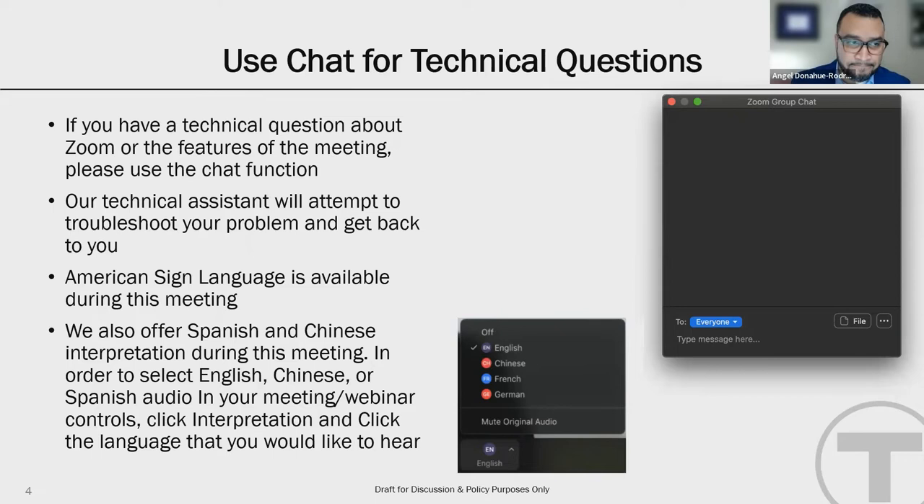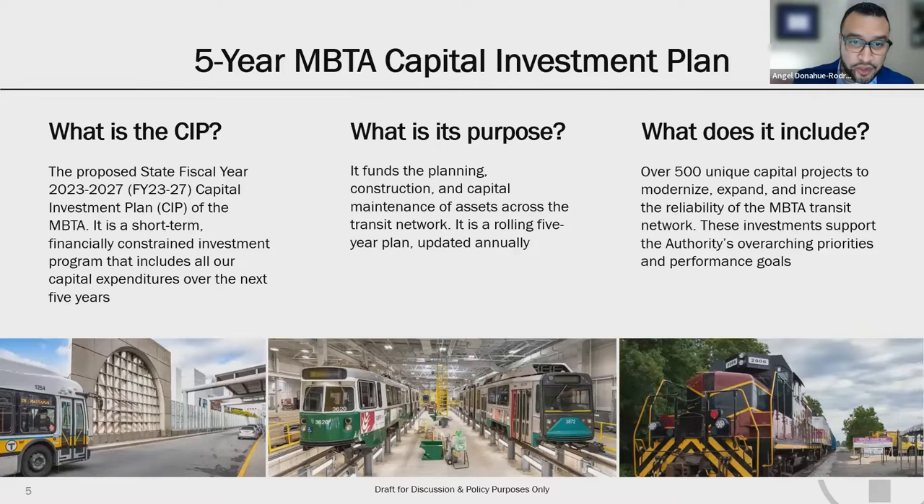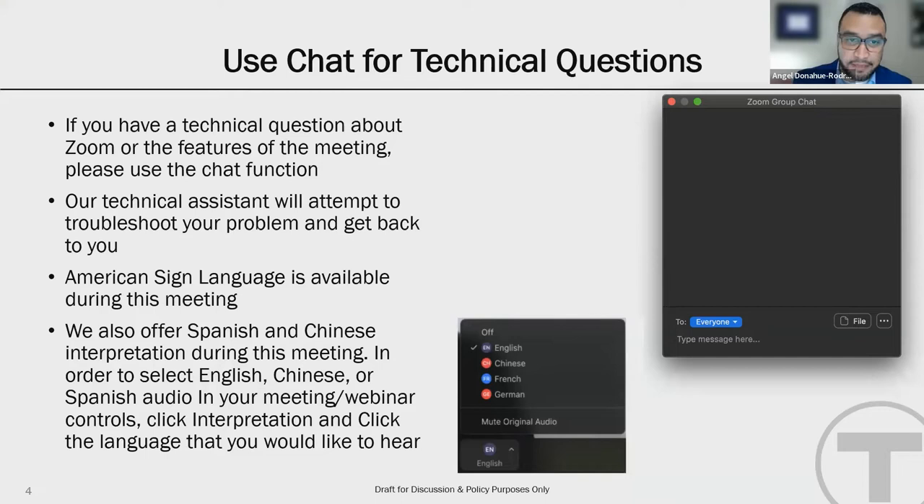To make a comment, you must virtually raise your hand. To do this on the computer, please press Alt Y or click the raise hand button under the participants tab at the bottom center of your screen. On a mobile device, tap the raise hand button at the bottom center of your screen, or on the phone, you can simply do it by dialing *9.